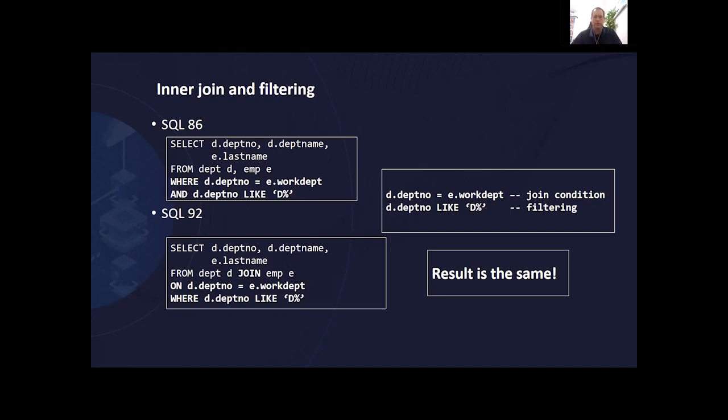So in this case, we have this join condition. We want to join on department number, but we only want to see departments that start with D. In this case, whether we use the old syntax or the new syntax, the results are the same. Keep this in mind because later I will speak about the outer joins, and that's where this produces different results. So you need to keep that in mind. For inner joins, all good.